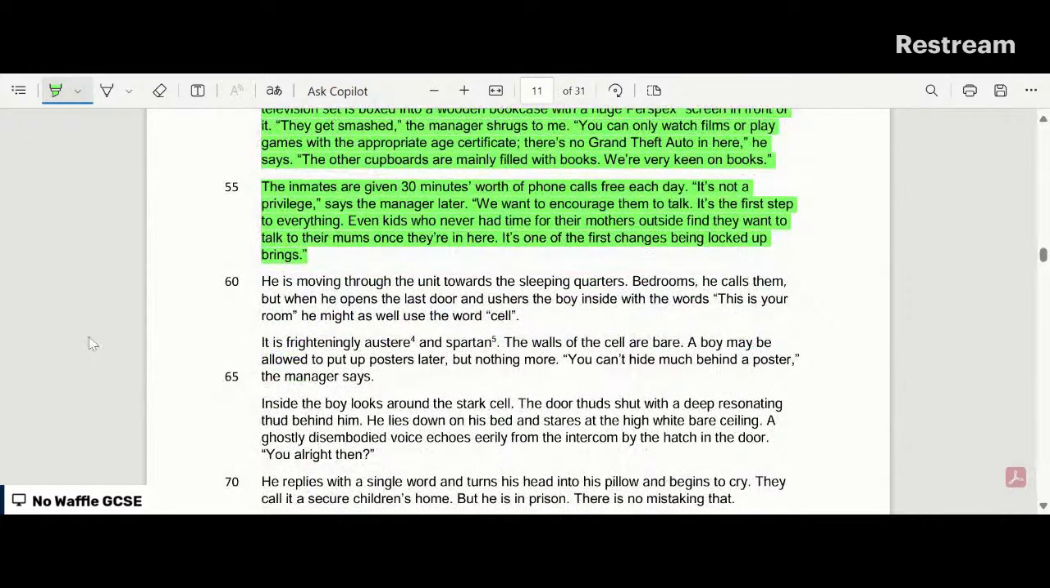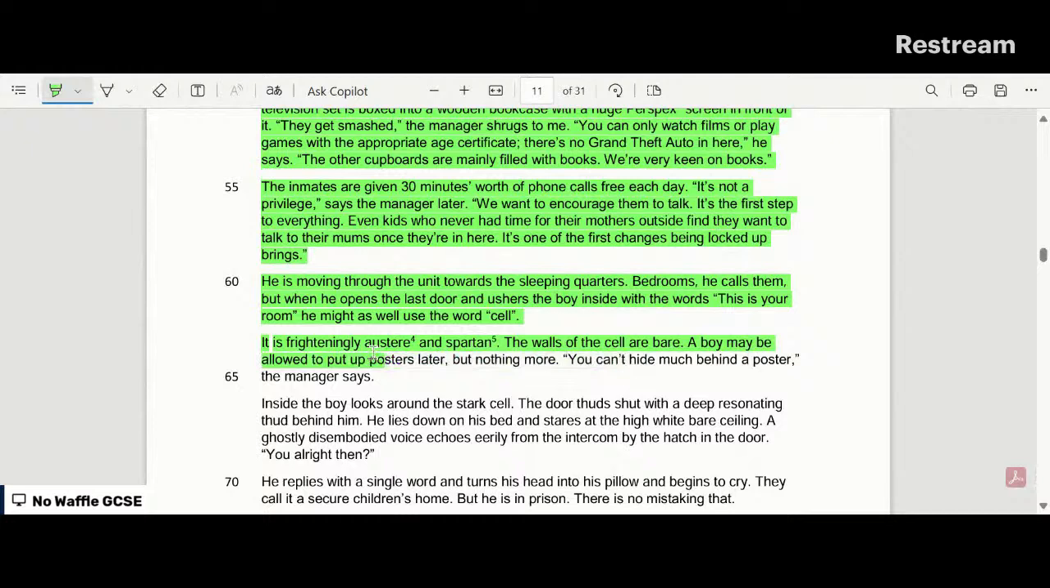He is moving through the unit towards the sleeping quarters. Bedrooms, he calls them. But when he opens the last door and ushers the boy in and says, "This is your room," he might as well have used the word cell. It is frighteningly austere and Spartan.